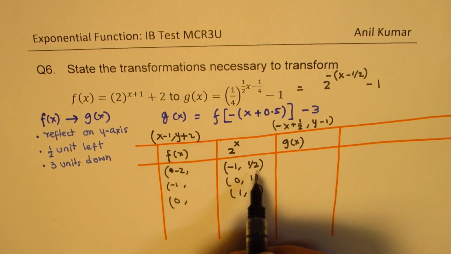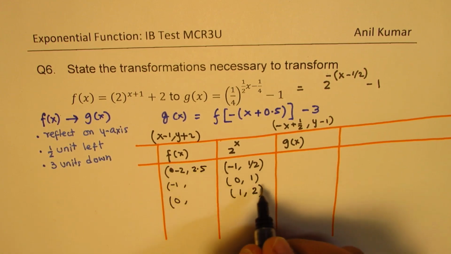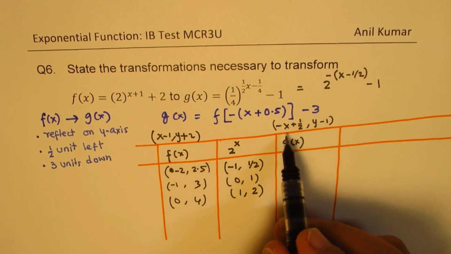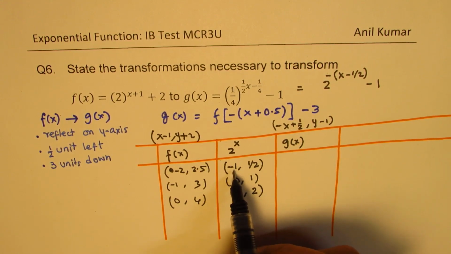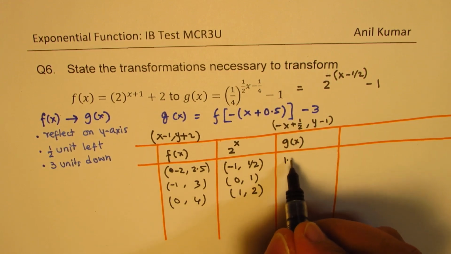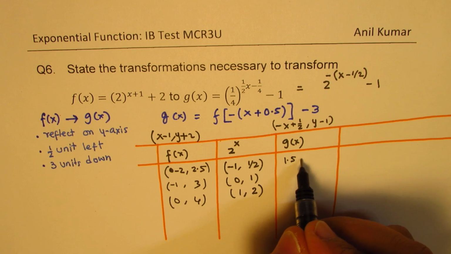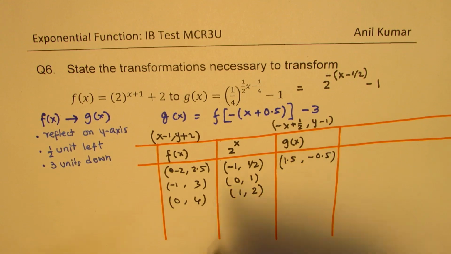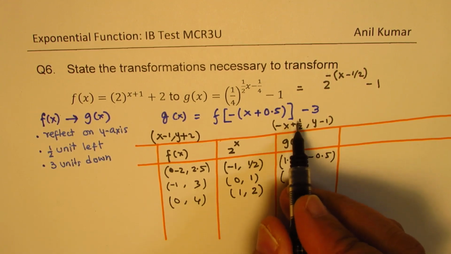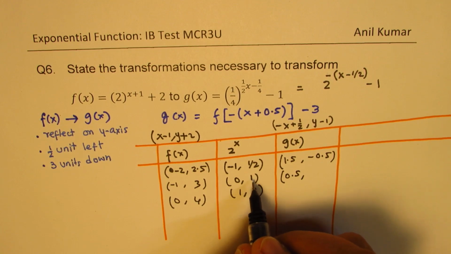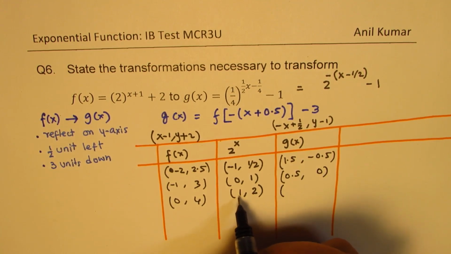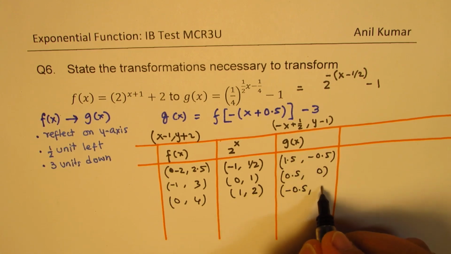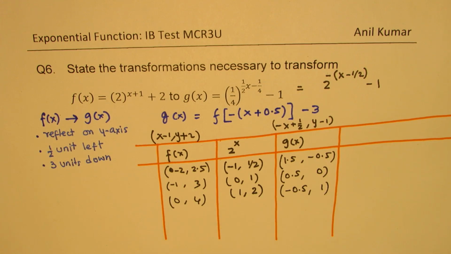As far as the y values are concerned, we have to add 2. So we get 2.5, 3, and 4. Clear? For g of x, this value will be 1 and 1.5. Take away 1 means minus 0.5. From this, take away 1. Minus is 0. Half means 0.5. Take away 1 means 0. And 1 minus 1 and add is minus half, minus 0.5. Take away 1 will be 1. Correct? So we get this kind of transformation.